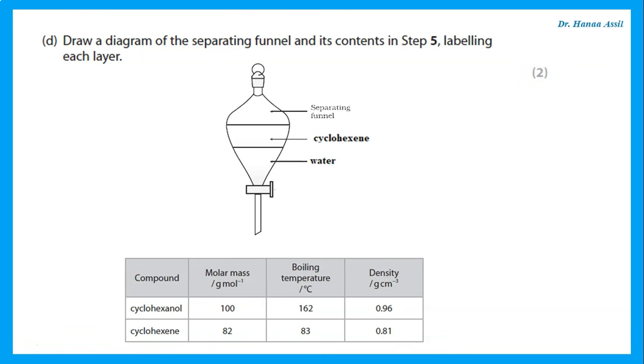So this is the separating funnel, and we use it to separate organic layers from water, because they are not miscible. They will form two layers. The one that is formed on top is the one that has lower density.